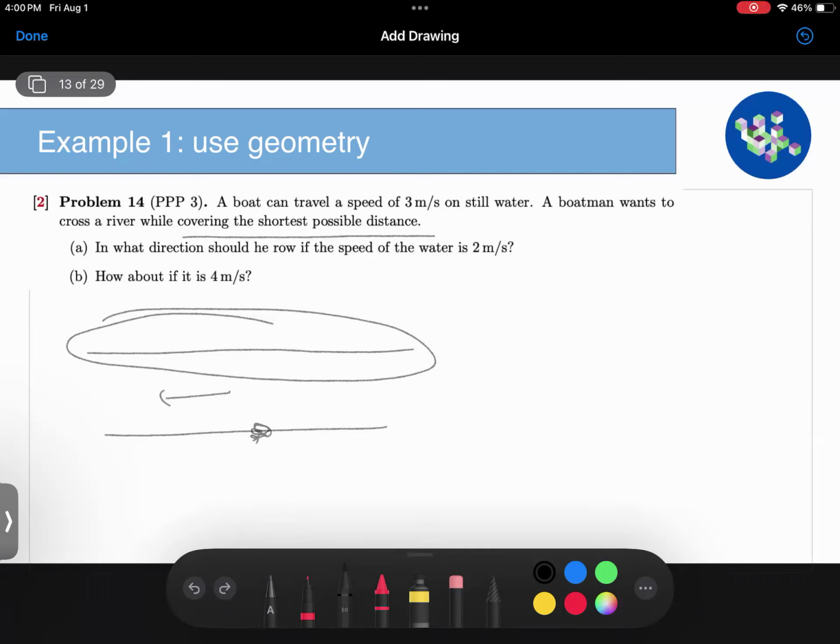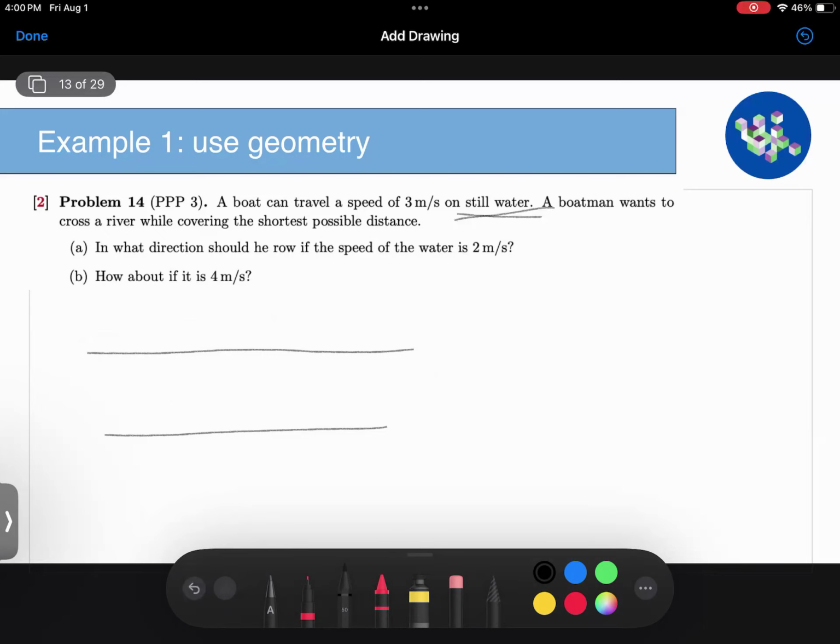All right, let's go over it now because of time. So first part, right? The first part should be a bit more simple than the second part. The boat is traveling at 3 meters per second. The water is 2 meters per second, right? The boat can travel 3 meters per second on still water, okay?